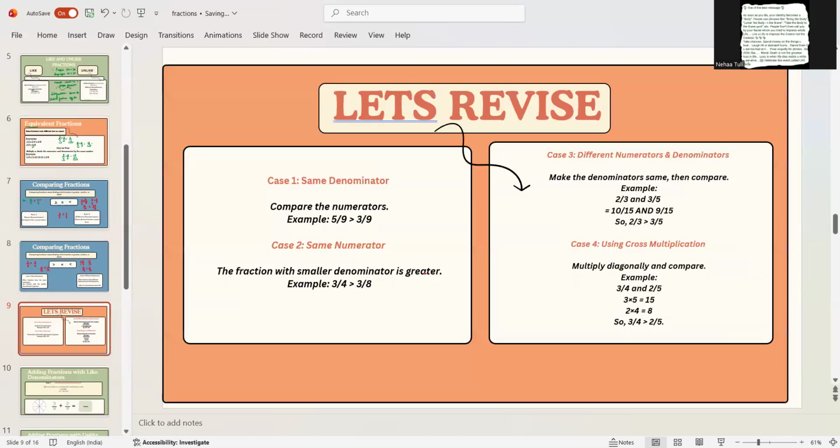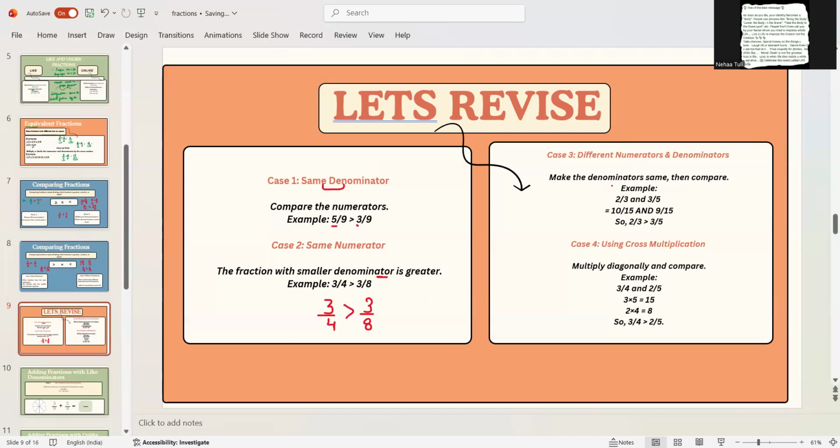Right? Now we will do the next part, that is revision. So what we have learned today? We have learned that if we have same denominators, we just check the numerator. The numerator is bigger, our fraction is bigger. In case 2, we have learned if the numerators are same and denominators are different. So what will we do? If the denominator is greater, the fraction is smaller. Like 3 upon 4 and 3 upon 8. In this case, the bigger denominator will have smaller number, right?